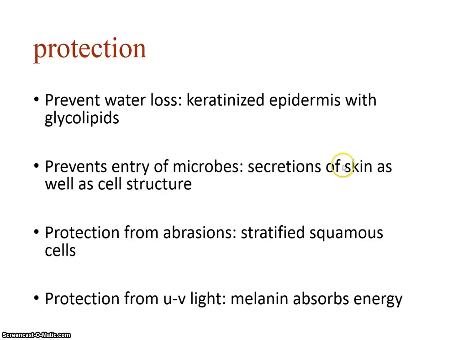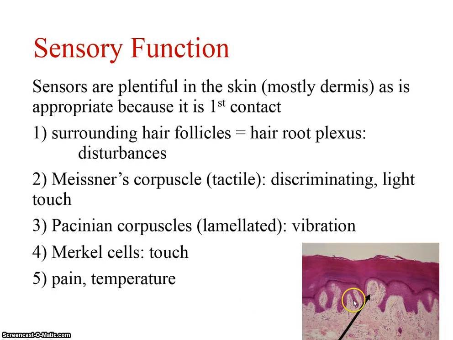So we've talked about a number of secretions in sweat glands and sebaceous glands that have antimicrobials. And the cells themselves are very tightly close together, so you can't slip between these cells. They protect from abrasions. Again, you've got stratified squamous here, so you can lose a few layers. You can have friction and lose some of those, and you still have more layers beneath. And of course, the melanin produced by those melanocytes helps to absorb that UV light, which is energy and could destroy cells and DNA.